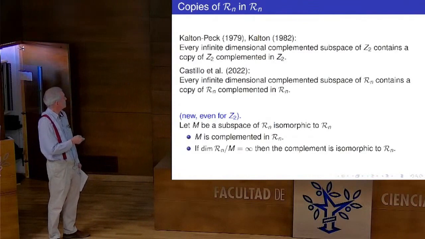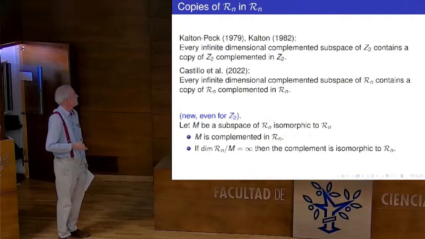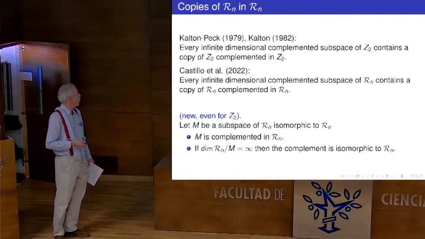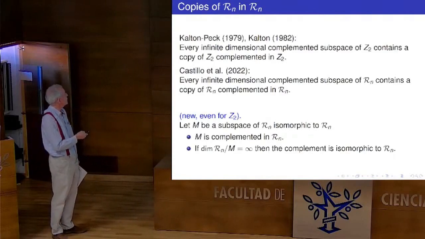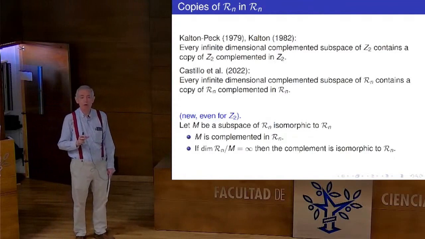Well, first, it was proved by Carlton and Peck that the complemented subspaces of Z2 contain copies of Z2 that are also complemented in the whole space. And this result was extended by Castillo and other people for the case of the Rn space. Then in our case, we were able to prove a result that is new even for the Carlton-Peck space, and it is the fact that all the copies of Rn in the space Rn are complemented.